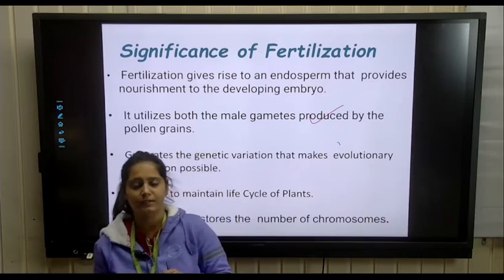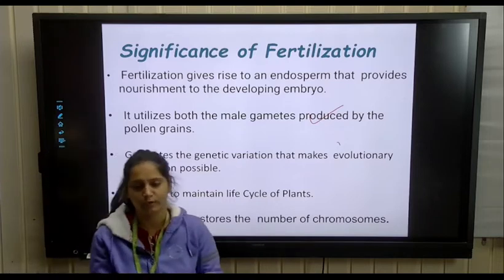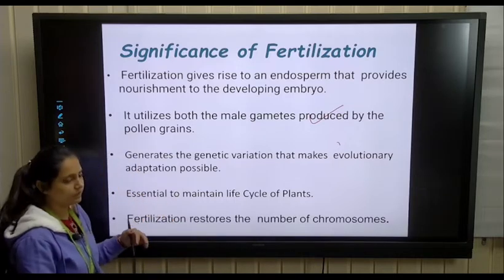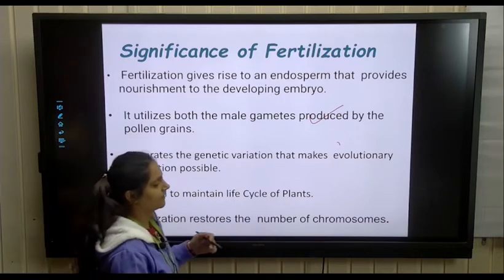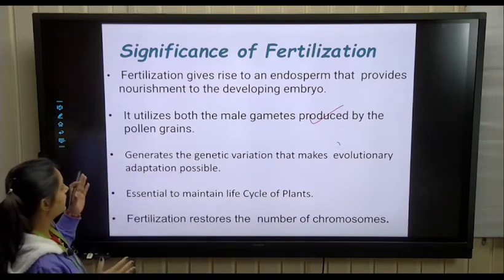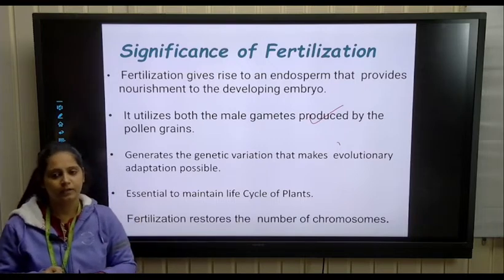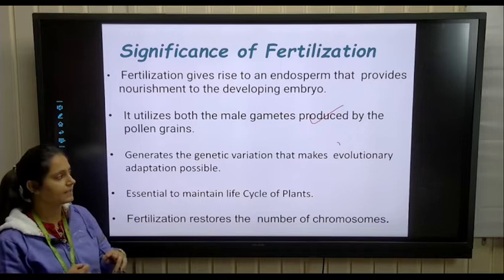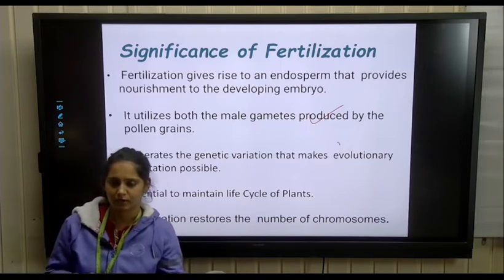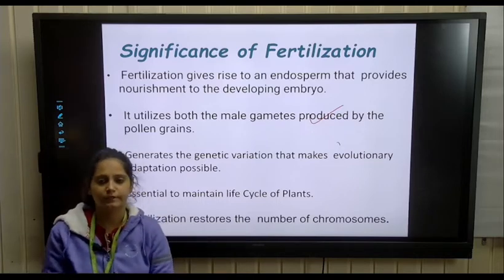Like in human beings, we reproduce babies. So in plants also there is production of an embryo that produces seed, and that continues the life cycle of another plant. So the first thing is it is essential to continue the life cycle of the plant. Then next, it is essential because it develops endosperm and zygote. Two things are developed during the process of fertilization. First is endosperm and the second is zygote. So the zygote continues the life cycle of a plant, and the endosperm provides nutrition to the developing embryo.